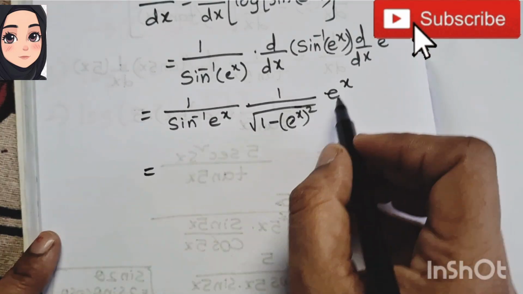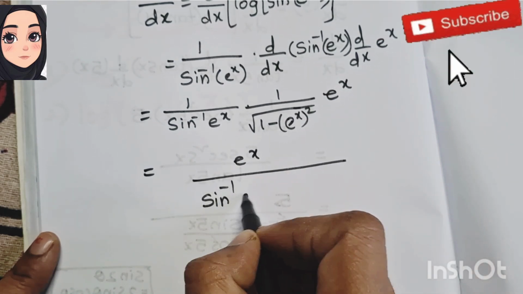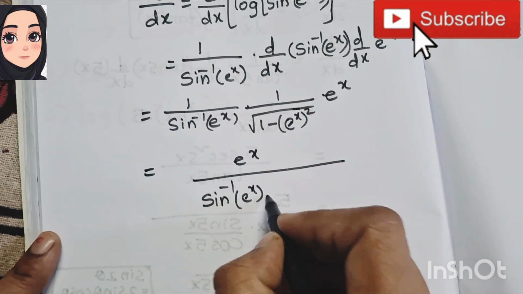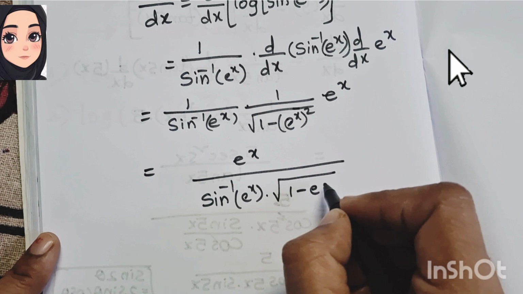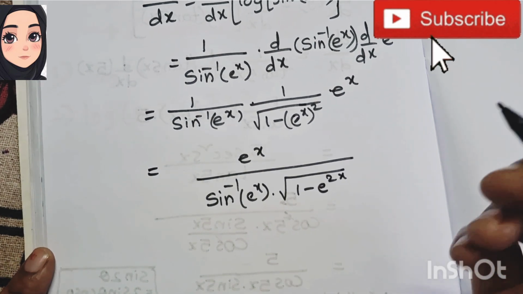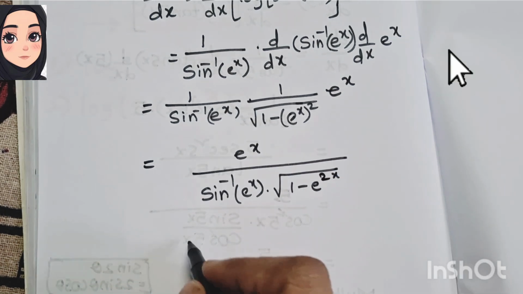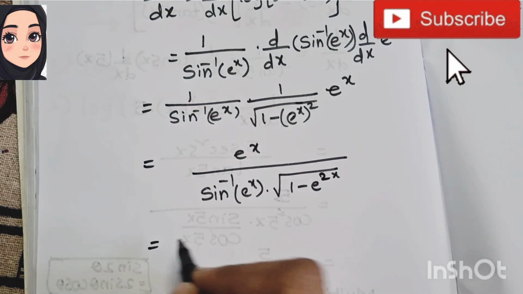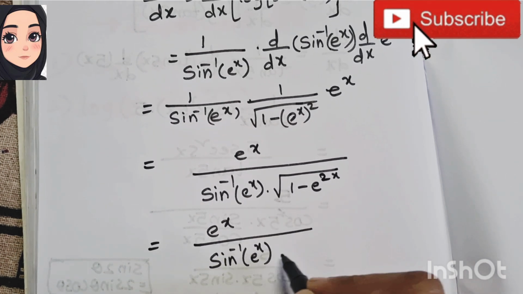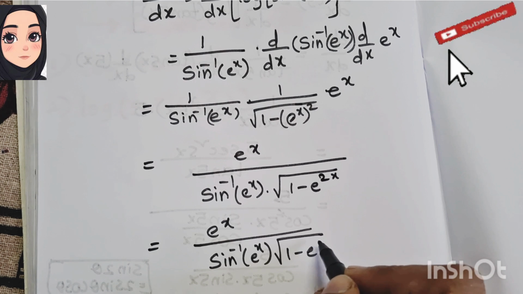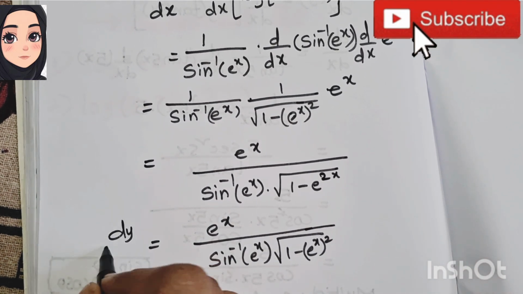Now simplify this step: e power x by sin inverse e power x into under root 1 minus e power 2x. We can also write it as e power x whole square. Okay children, this is the final solution: e power x by sin inverse e power x into under root 1 minus e power x whole square. This is dy by dx.